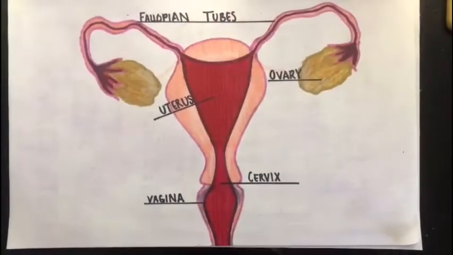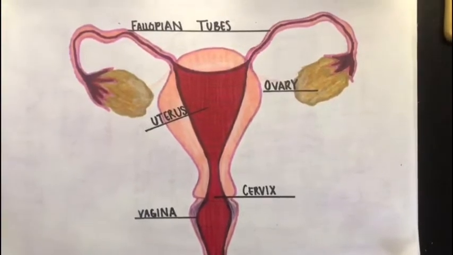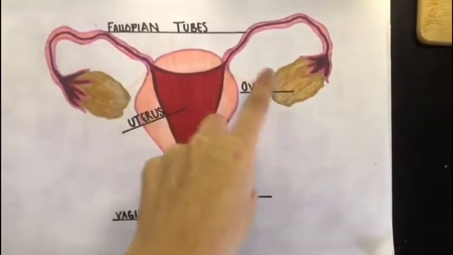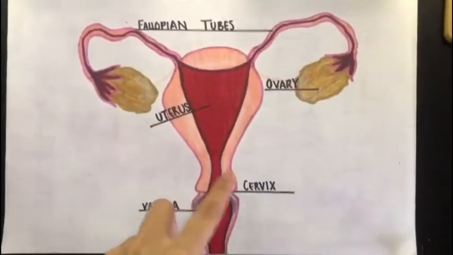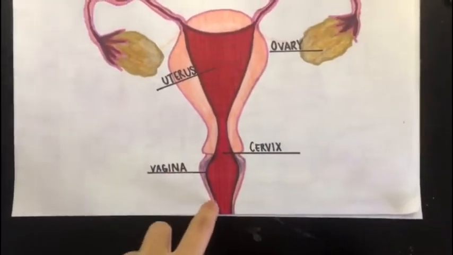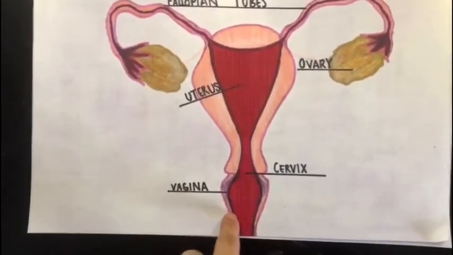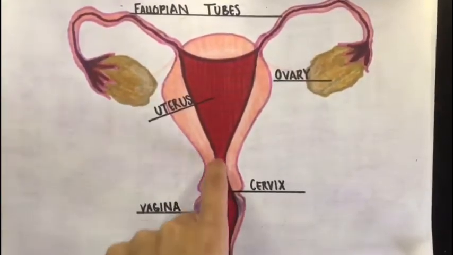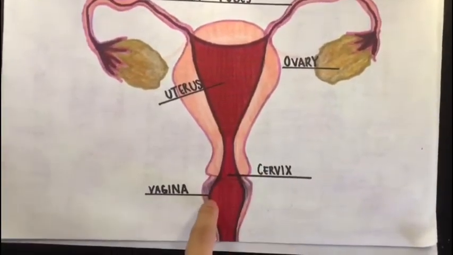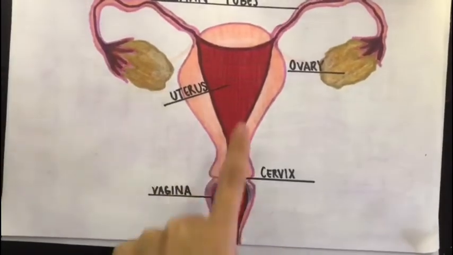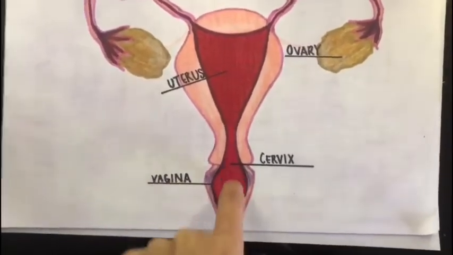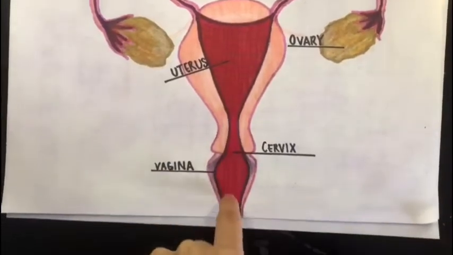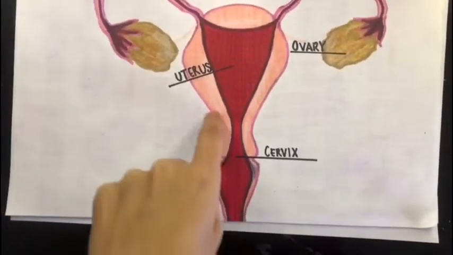This is the female reproductive system. Its main parts are the fallopian tubes, the ovaries, the uterus, cervix, and vagina. The vagina receives the penis during sexual intercourse, and then the sperm goes all the way here. The cervix connects the uterus and the vagina, allowing sperm and menstruation flow to go all the way through it.